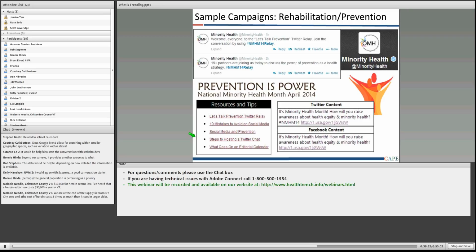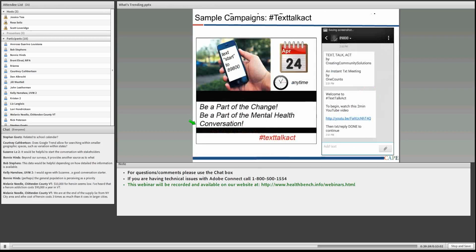And good campaigns do this. They provide resources and templates for people who want to participate. So this campaign did that really well.